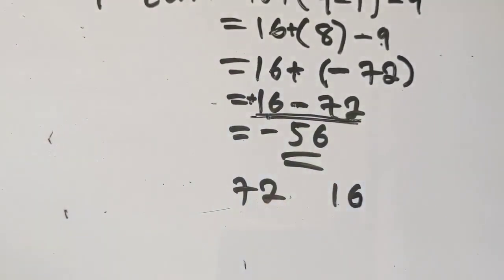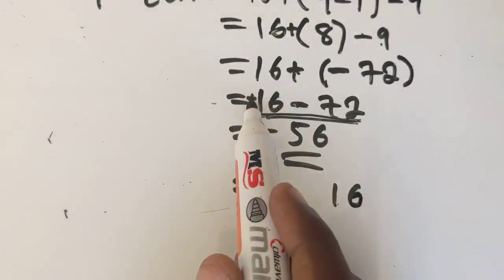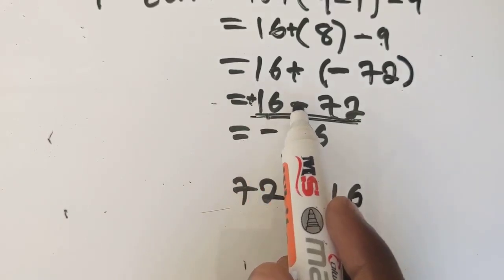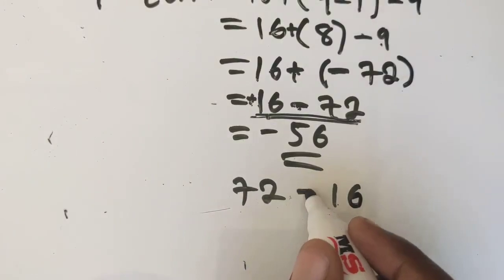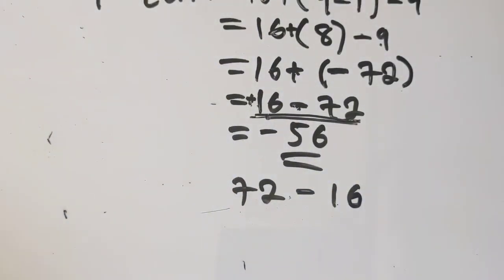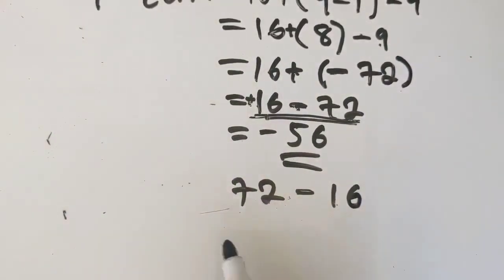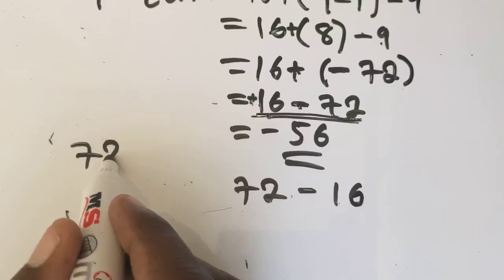So now you need to multiply these terms. That is the thing to do here. You need to multiply negative times positive. Negative times positive is negative. So this is the sign that you're going to put here. Now it is going to be 72 minus 16.